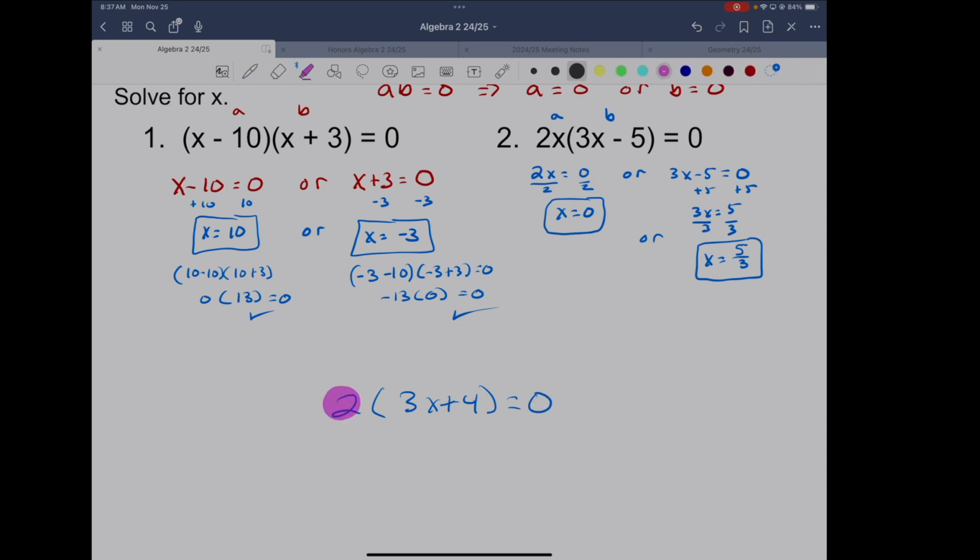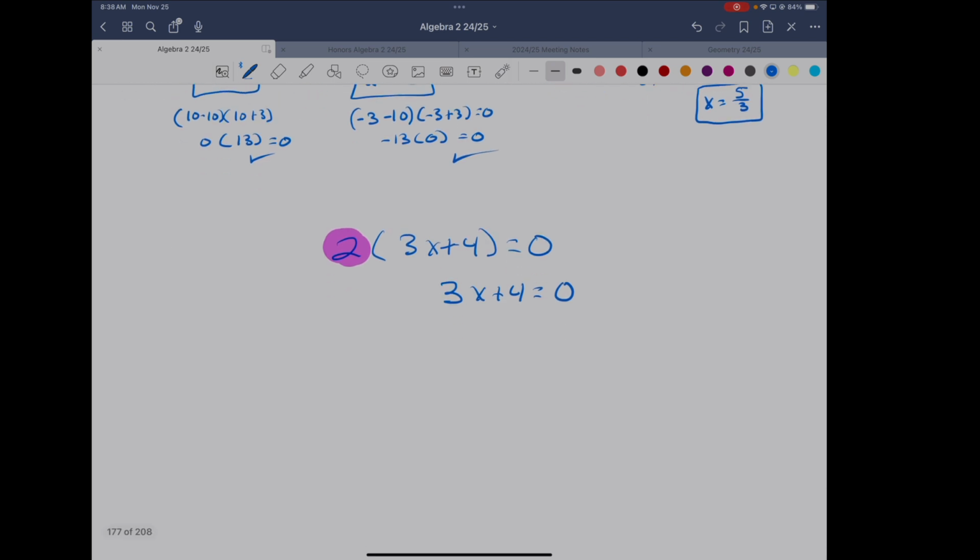This part doesn't have a variable involved, doesn't have a letter. So I don't have to set that part equal to 0 because there's nothing I'm going to substitute in there. I only need to set the 3x plus 4 equal to 0. Only the parts that have a variable involved need to have that 0. So x would be negative 4/3.